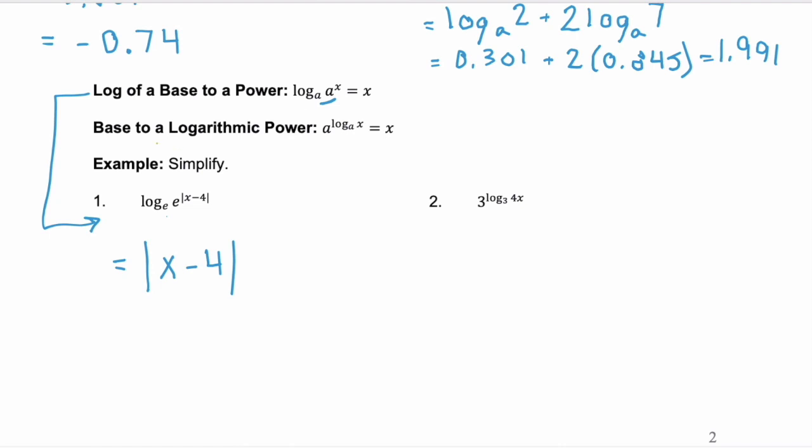Our next example is base to a logarithmic power. So if you have base a and then you have the log with base a of some value, the result is just that value. So the exponent of a and the log of a simplify each other out. So here, notice we have a base of 3 and our log has a base of 3. So the result is just the exponent of 4x. So this is that example.